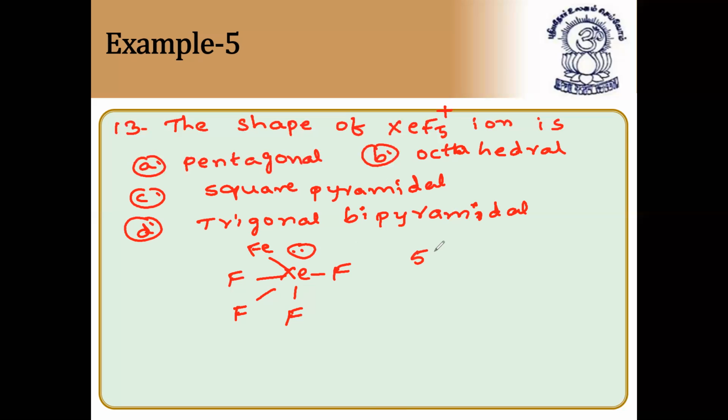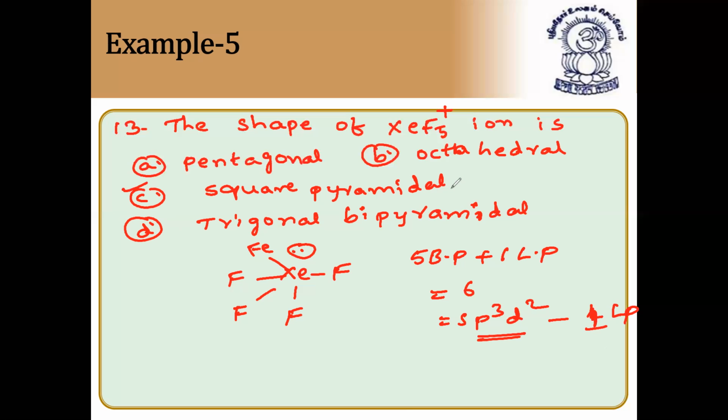5 bond pairs plus one lone pair. So 5 bond pairs plus one lone pair, total it is 6, so it is undergoing sp3d2 hybridization with one lone pair. The shape is square pyramidal. Shape is what? Square pyramidal.